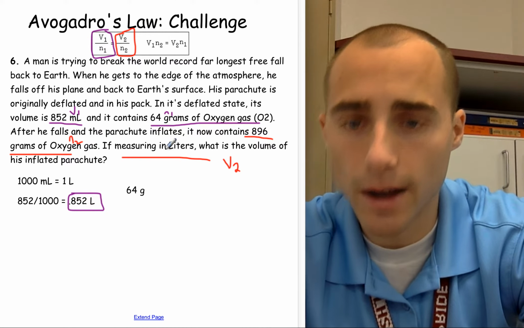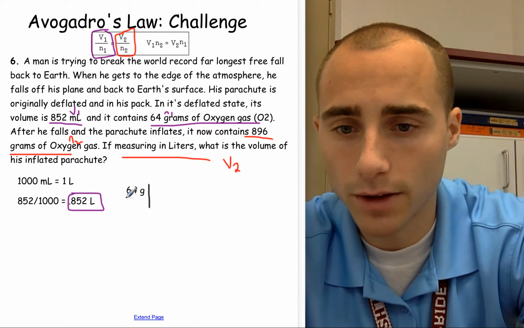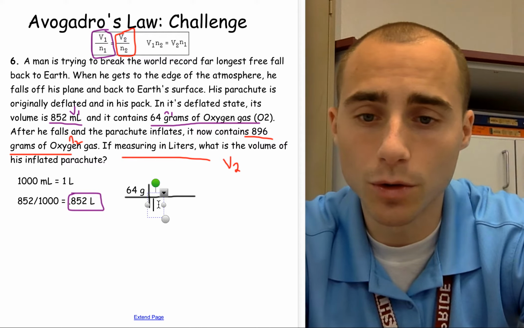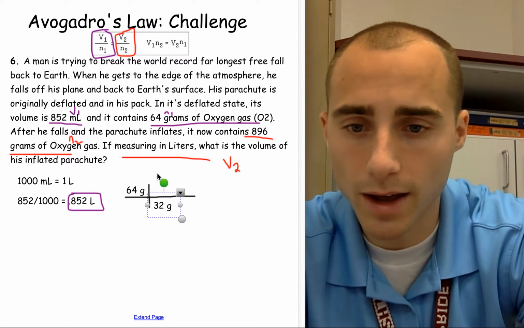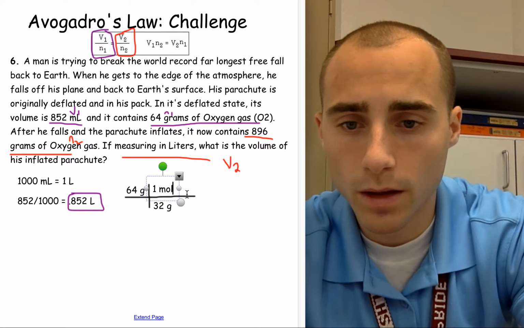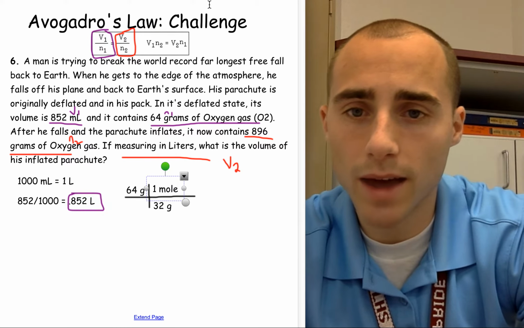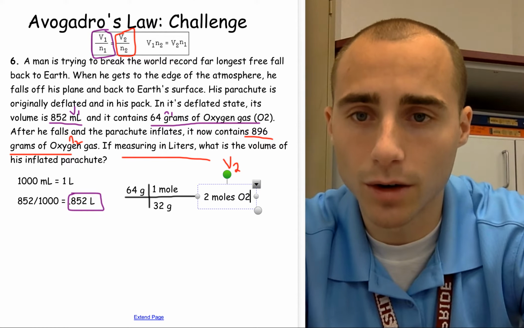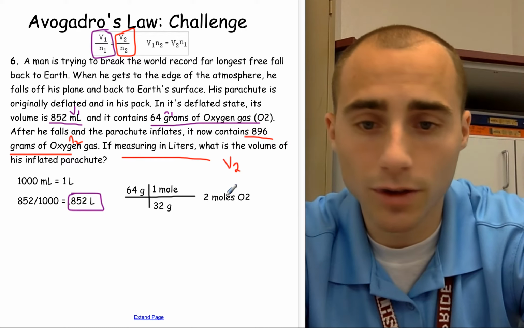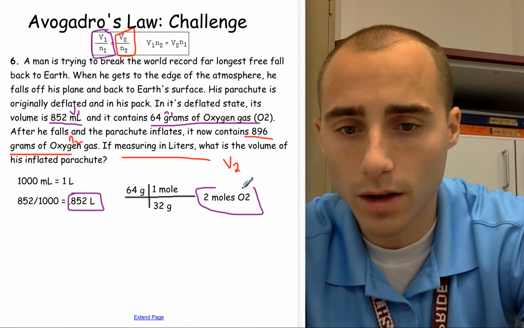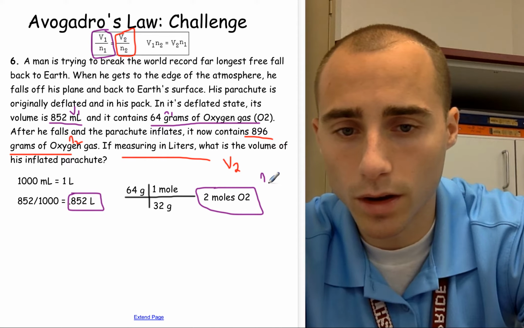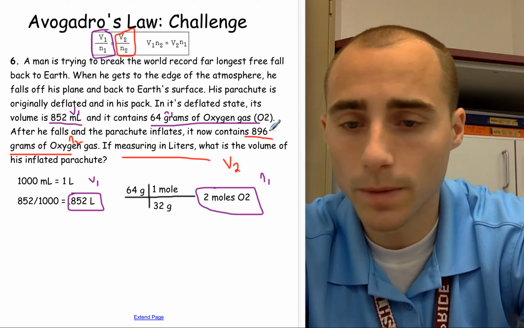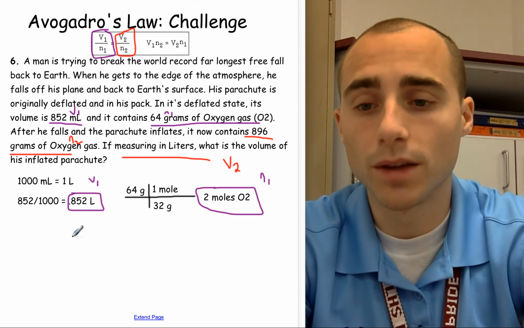Set up our dimensional analysis here because everybody loves dimensional analysis. In 1 mole of oxygen gas, because it's O2, it is 32 grams of oxygen gas. 64 divided by 32, that means we have approximately 2 moles of oxygen gas in our original deflated parachute. So that is going to be our N1. This is our V1. Now let's quickly get our N2, because we don't know our V2.